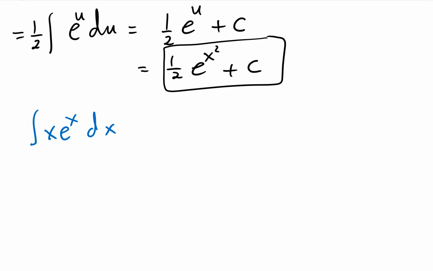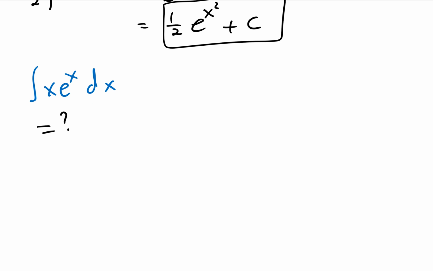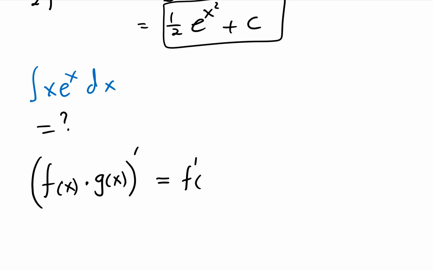And what's the new tool in this case? Well, we look at f of x times g of x. If I have two functions and I want to find their derivative, the derivative of this by the product rule is f prime of x times g of x plus f of x times g prime of x. That's the product rule, what we covered in Calc 1.